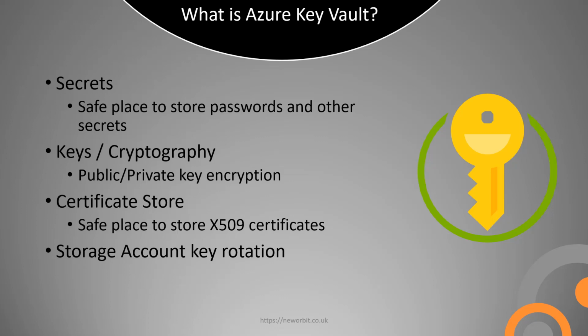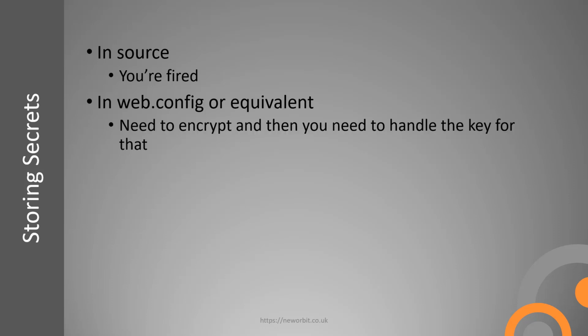Alright, so talking about secrets, firstly, we all have a need to store secrets in our code, whether it's passwords or whatever, and there are a few different ways we do it. Traditionally, you can put it in the source. That should really get you fired in this day and age. You can put it in your web config, app config, various other configuration files, appsettings.json, or other things.